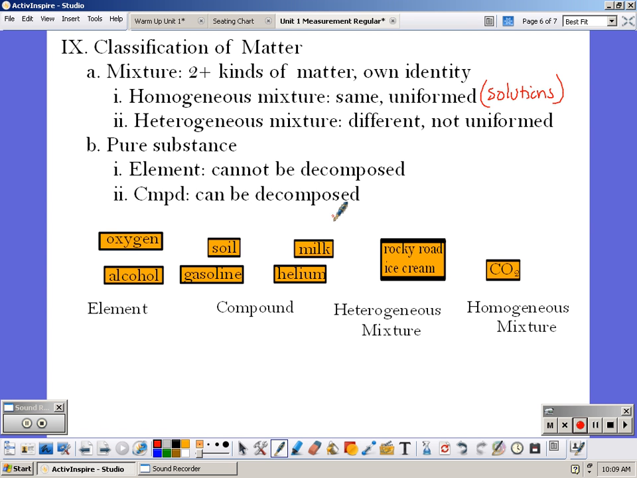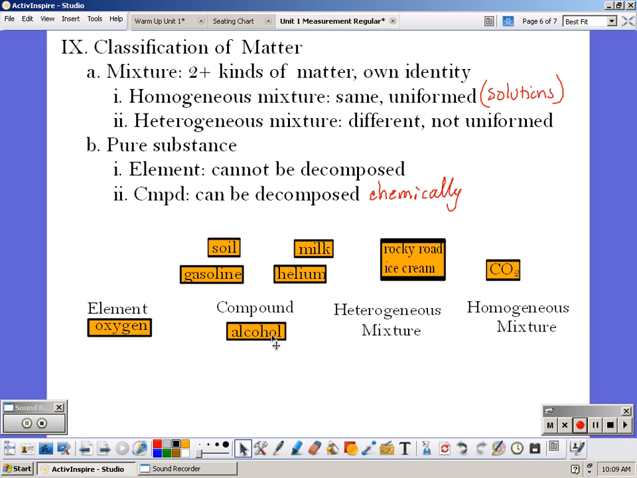A compound can be decomposed chemically, which means we can chemically separate those atoms and create something new. So oxygen is an element because it's on the periodic table. Its symbol is O. Alcohol is actually a compound. It's formed from oxygen, carbon, and hydrogen. Gasoline is a homogeneous mixture. Soil would be heterogeneous because we would be able to see the rocks and the sticks within the dirt.